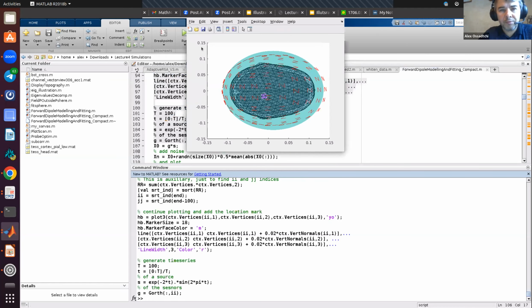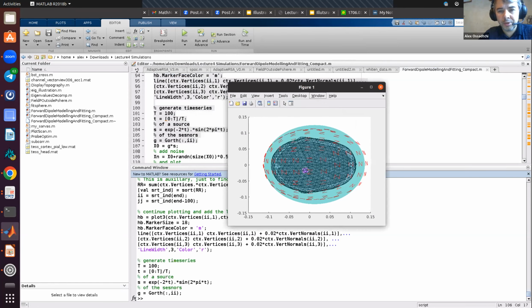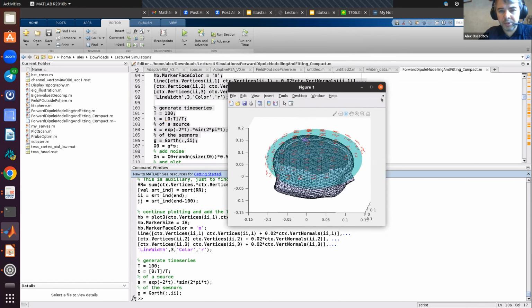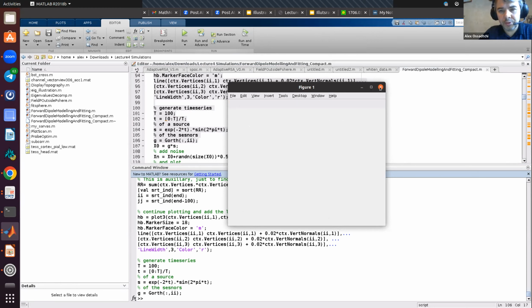Unfortunately, this year I'm using a computer that has a graphics card that is not very well designed to work with MATLAB, and therefore it's very, very slow. The rotations and things are very slow. But let's assume here that we have a dipole somewhere here in the head, and we generate just the time series, just the matrix of these time series.